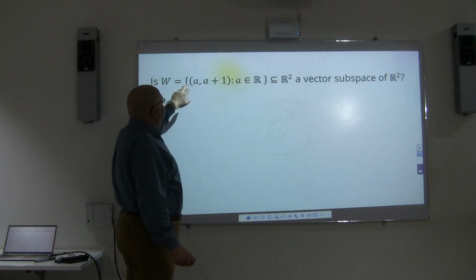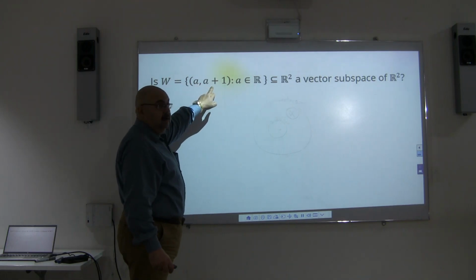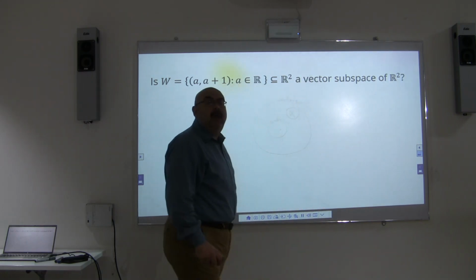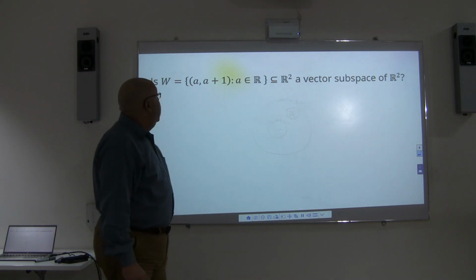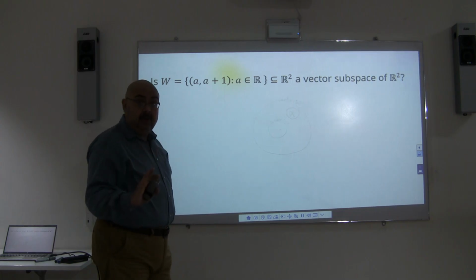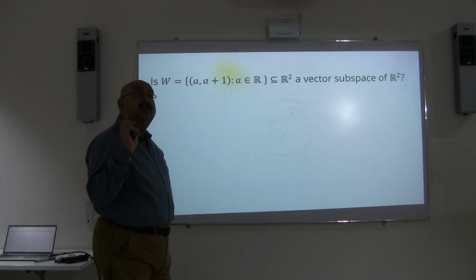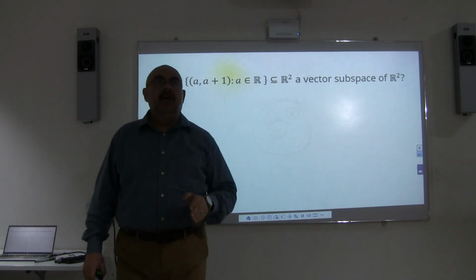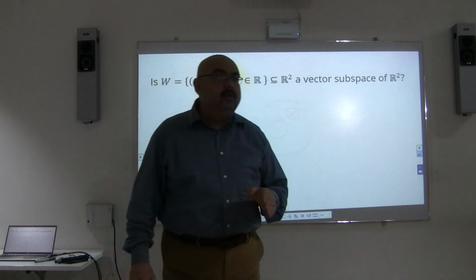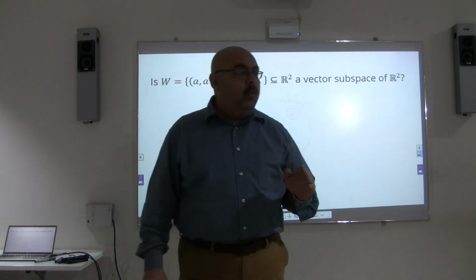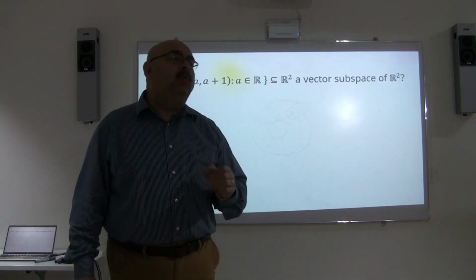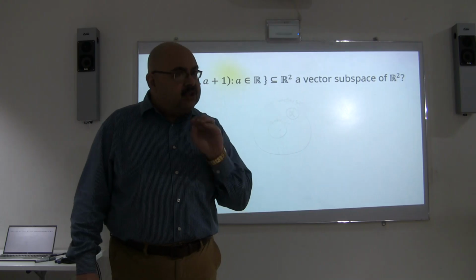Is the set of vectors (A, A plus 1), where A belongs to R, a vector space of R2? I need you to think. I'm talking about the set of vectors which contain just two components satisfying that they are (A, A plus 1). It's like (0, 1), (1, 2), (2, 3), (-1, 0), (-2, -1). This condition should be satisfied.